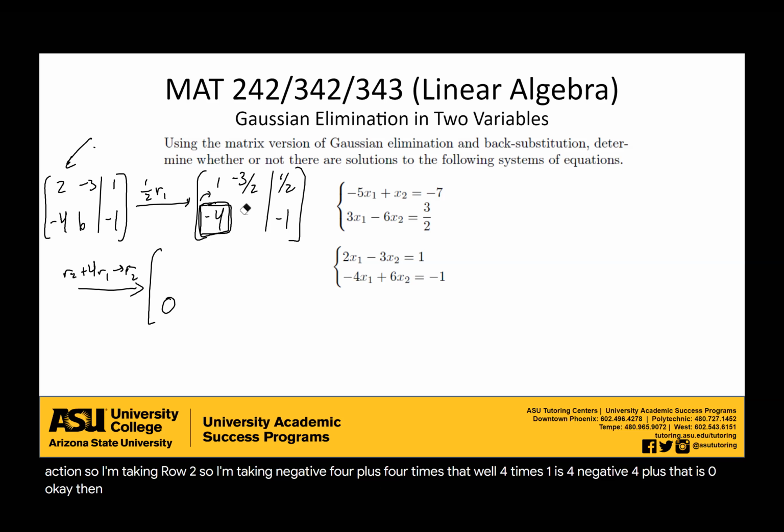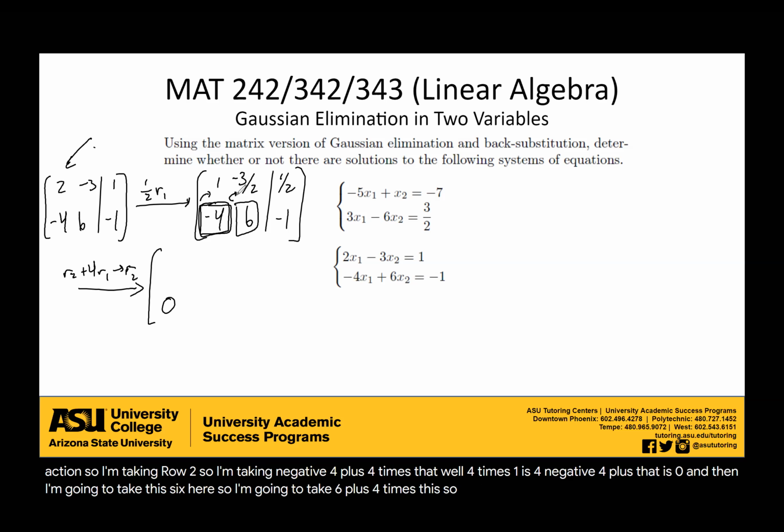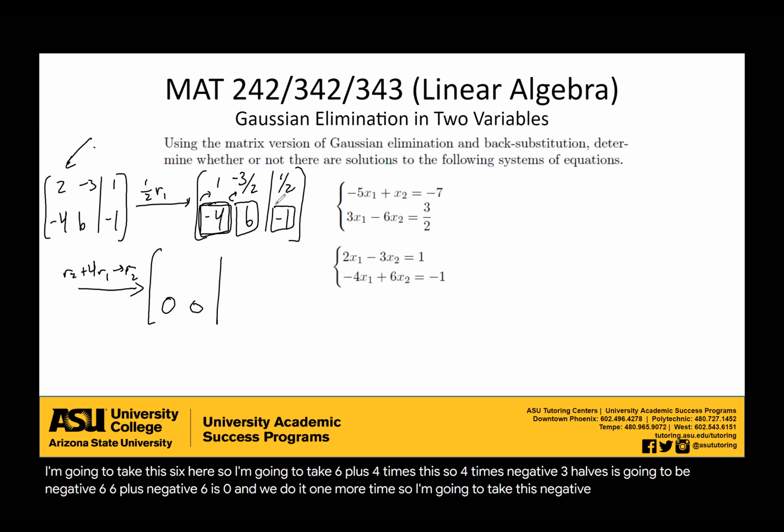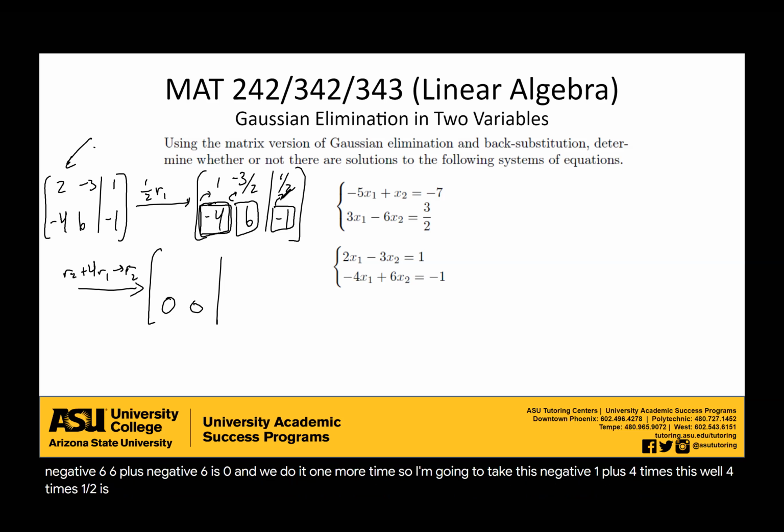Okay, then I'm going to take this 6 here. So I'm going to take 6 plus 4 times this. So 4 times -3/2 is going to be -6. 6 plus -6 is 0. Then we do it one more time. So I'm going to take this -1 plus 4 times this. Well, 4 times 1/2 is 2. -1 plus 2 is 1. And then we have this here.